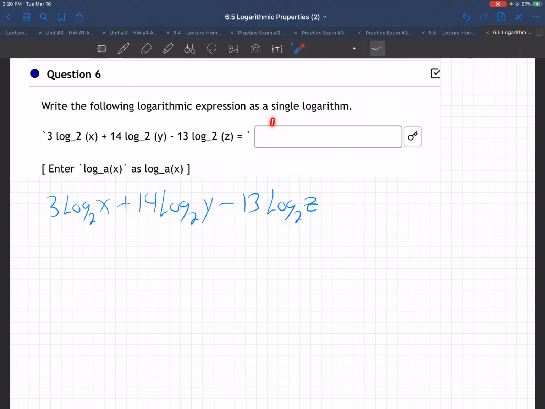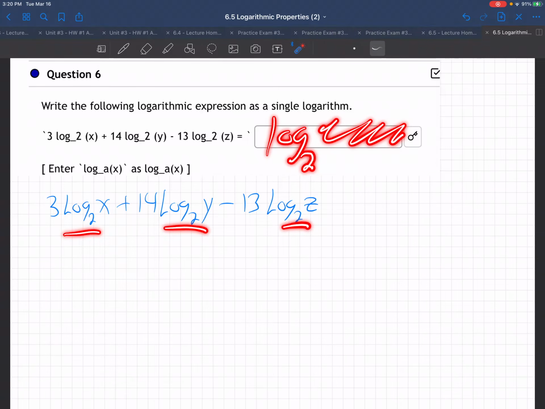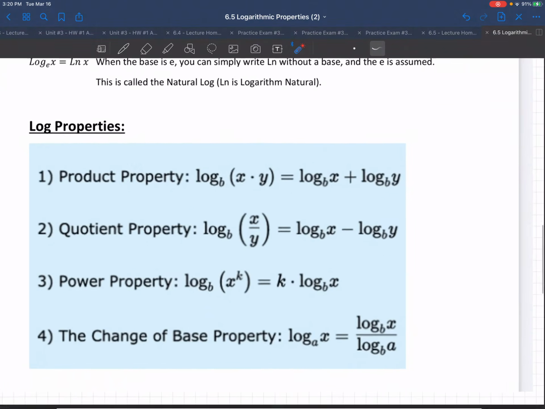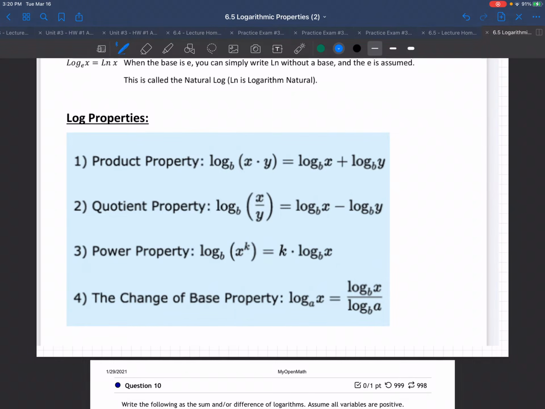So in the end, they just want one log. It's going to be base 2 because they're all base 2 of whatever. Just one log, single log. How do I do it? Here are the log properties. This is from the exam number 3 notes. So the log properties, what do they say?